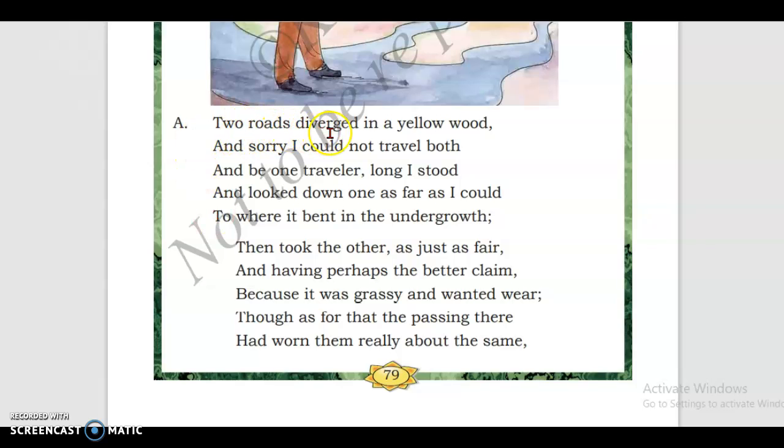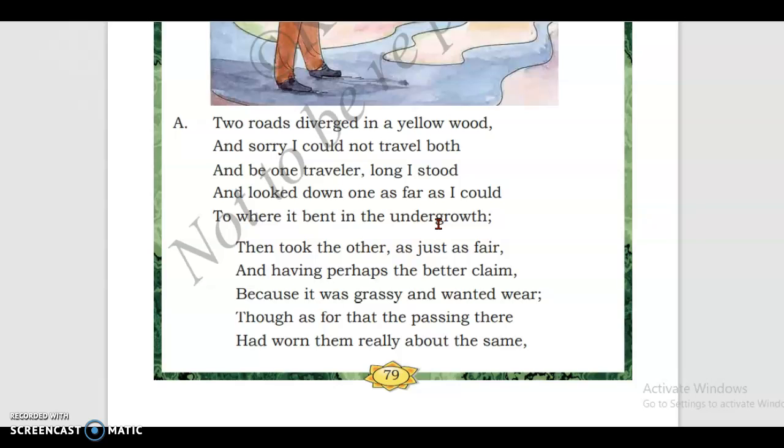Two roads diverged in a yellow wood, and sorry I could not travel both, and be one traveller, long I stood, and looked down one as far as I could, to where it bent in the undergrowth. So he started the poem like, two roads diverged in a yellow wood.